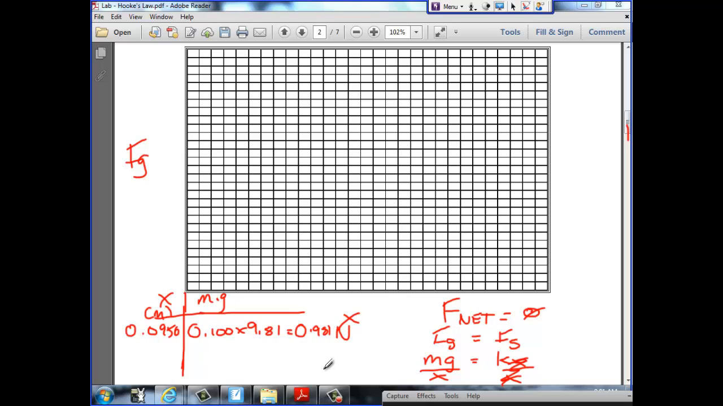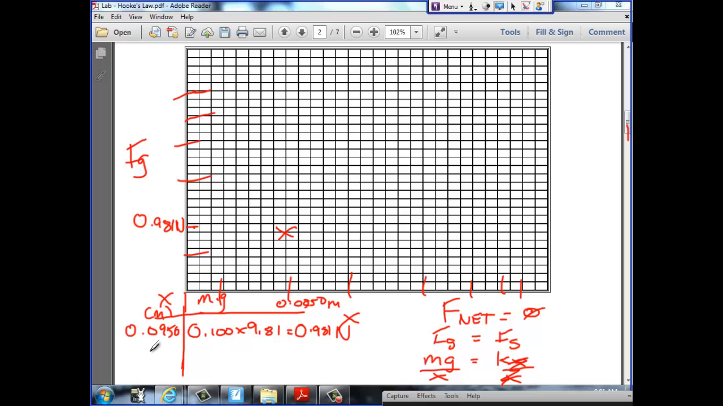So that's going to be, can't do basic math, 0.981. And that'll be newtons. So then you're going to have to make a grid, and calculate it out for both axes. But like this right here might be where 0.981 newtons ends up being, give or take. And this might be where 0.0950 meters ends up being. And you're going to plot a point there. And you do the same thing for the next one.